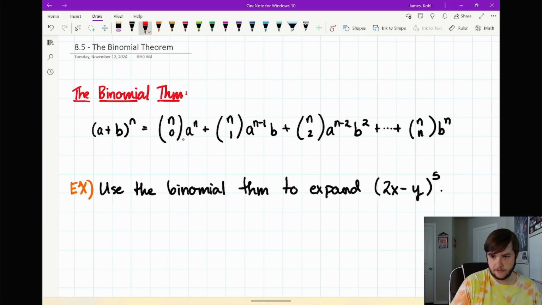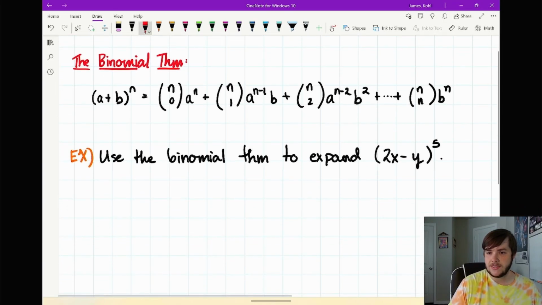So notice, I start from n and go to n minus 1. B starts from 0 and goes to power 1. So I've got n choose 1. Same thing for the next term. 1 goes to 2. I take away a power from A, and I give B a power. And I keep going until I've lost all of my A's, which means I have n choose n, and I have B to the n power.